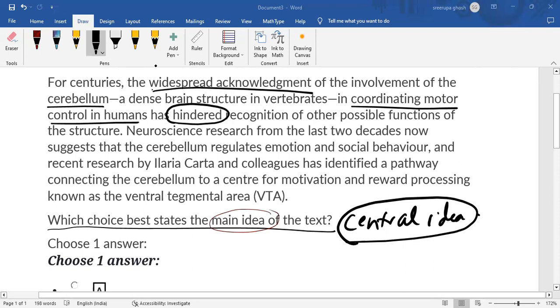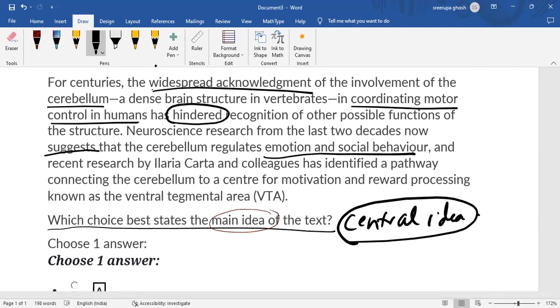The second sentence is telling you that neuroscience research from the last two decades now suggests that the cerebellum regulates emotion and social behavior, right? So earlier it was widely accepted that the cerebellum is involved only in coordinating motor control. But now neuroscience research has shown that it is also helpful in regulating all this. This is a second function that is identified.